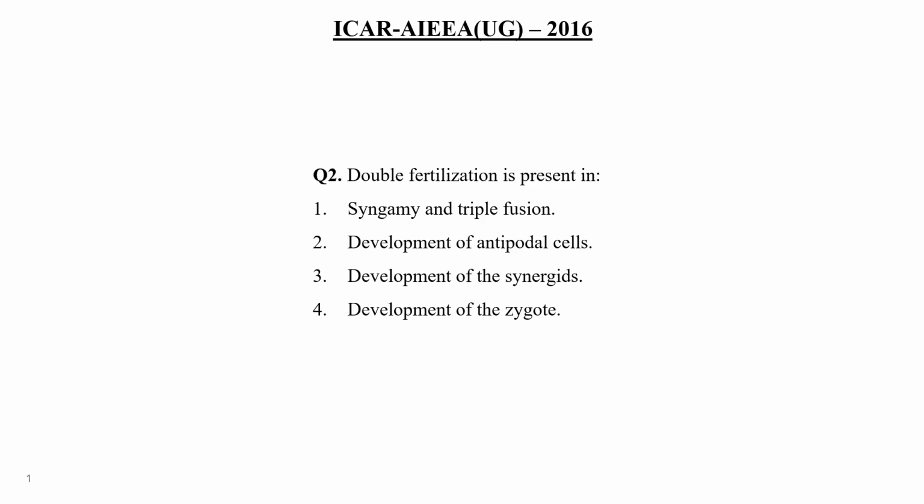Now question number 2, double fertilization is present in: choice number 1 syngamy and triple fusion, development of antipodal cells, development of synergids or development of zygote. It is related to what? Double fertilization. It's a very important question which is related to angiosperm, right? Because it is a unique character of angiosperm. So very quickly just take 5 to 10 seconds and after that we will discuss the correct answer.